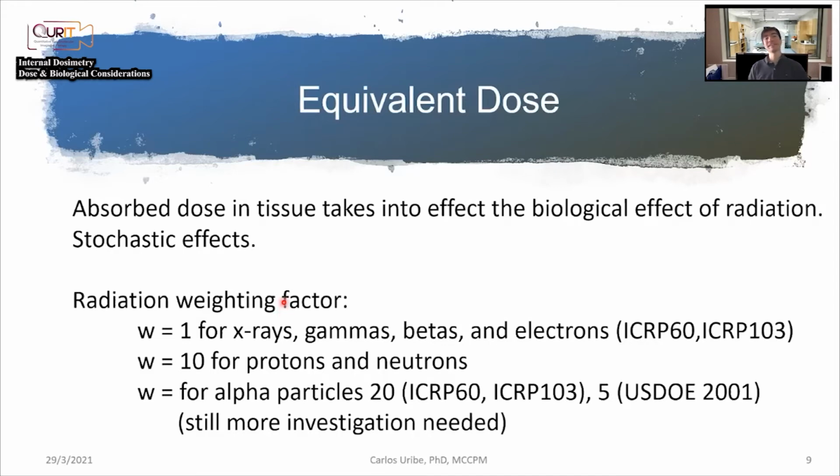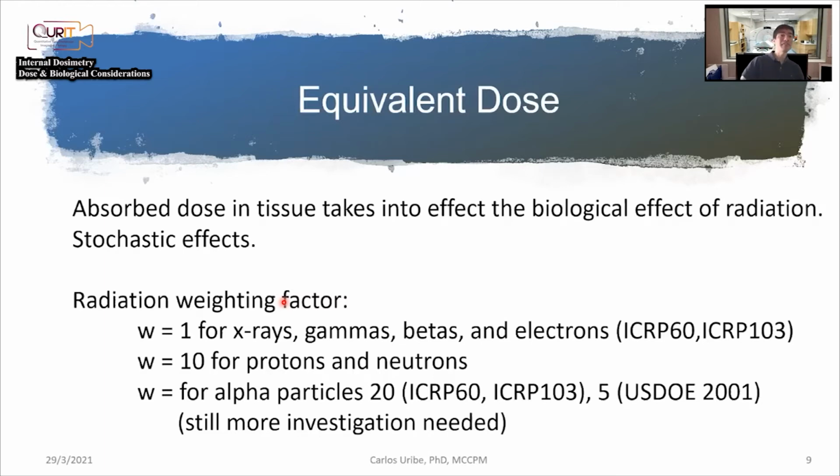But if we're going to irradiate with protons or neutrons, maybe the biological effect is 10 times higher. So what I mean with this is, for the same dose of radiation, you would have a much bigger biological effect.